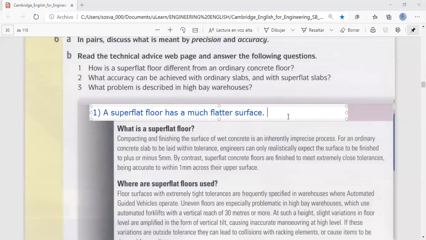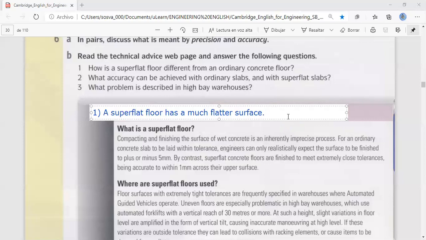So as an answer to the first one, what's the difference between a super flat and an ordinary concrete floor? We might say that a super flat floor has a much flatter surface. Flat, it's like liso, plano. So if we say that it has a flatter surface, we might remember the flat concrete, concreto pulido, that is all flat, and you can slide your finger like this and it moves easily because it's flat. It has almost no friction. So that's the super flat floor.